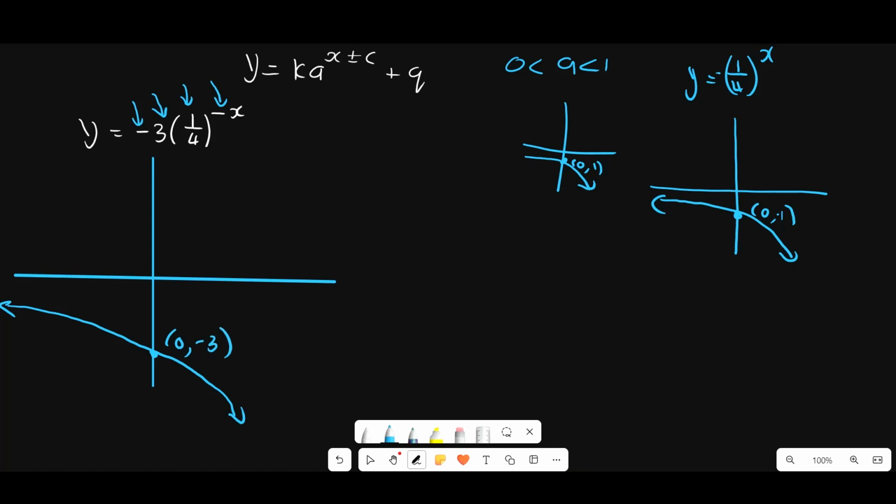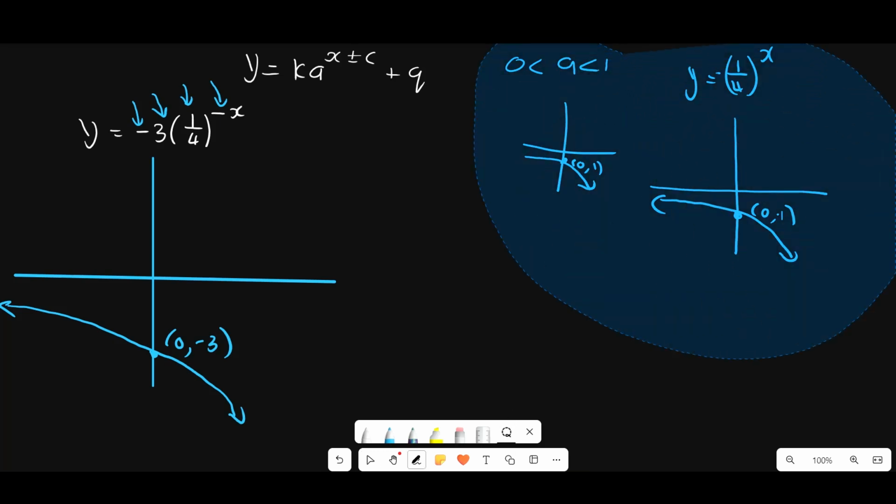So that is how you can analyze your graph first before sketching it. So it is very important.